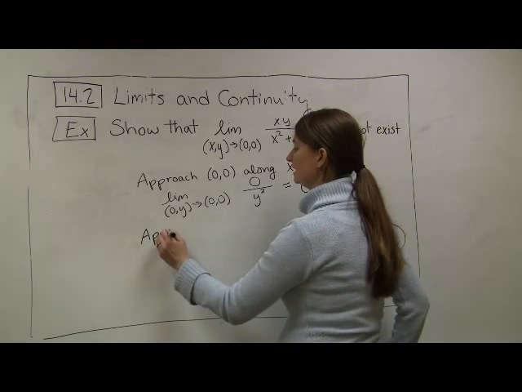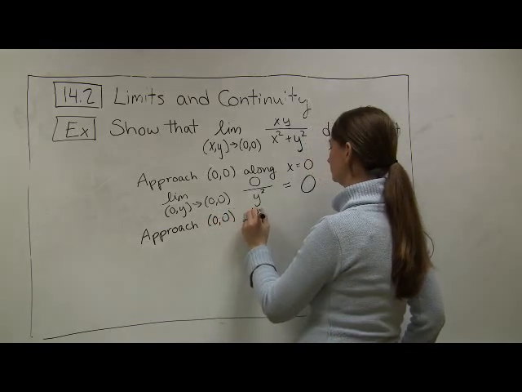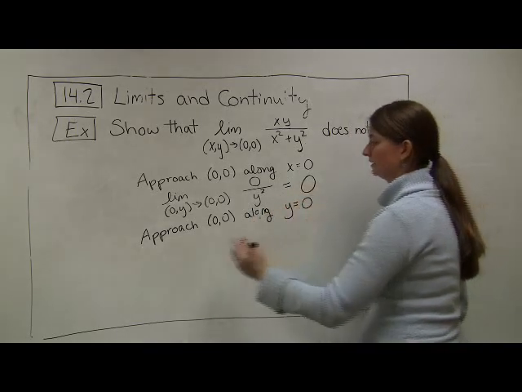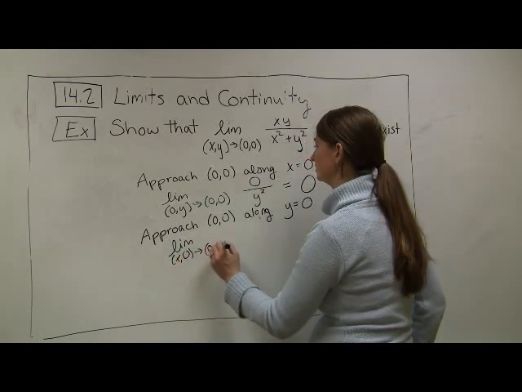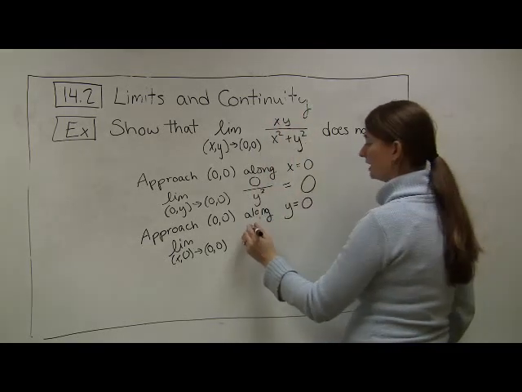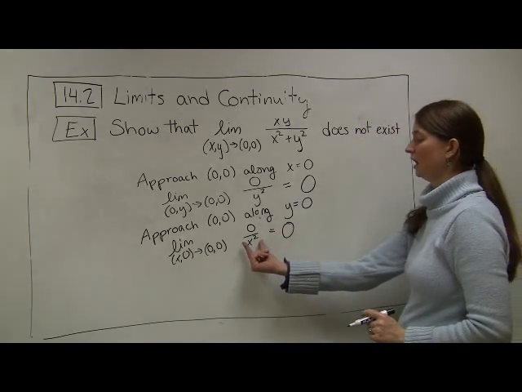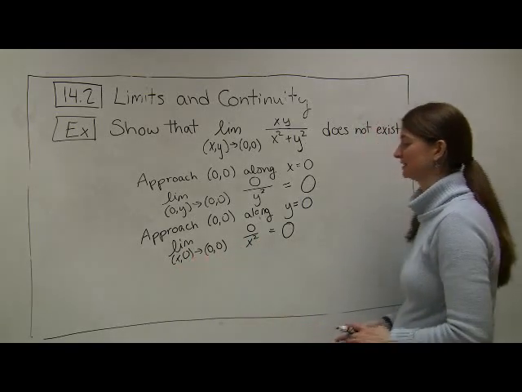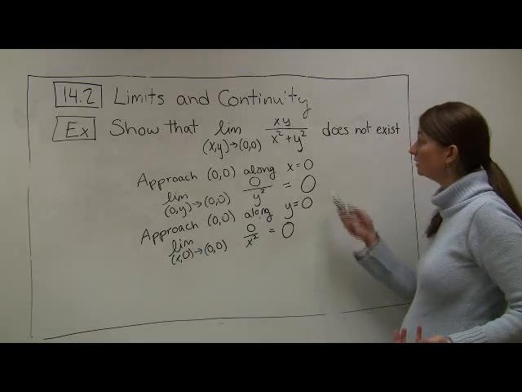As I do the same thing, only approaching 0, 0 along the line y equals 0, I'm looking at the limit as (x, 0) goes to (0, 0). Again, my numerator is going to be 0 because my y values are 0, and I get 0 over x squared, and that limit is also equal to 0 because I have a non-zero denominator for any value of x other than x being exactly equal to 0. So this is a good start, and it makes us think, aha, well, maybe this limit exists.